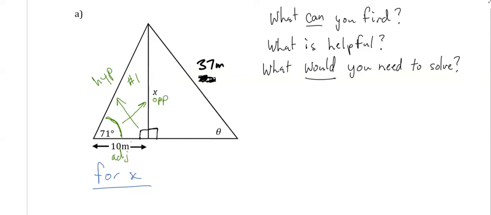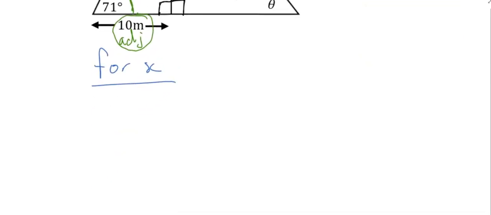Remember we did this trick yesterday where you can circle and circle. I'm looking for x and I know adjacent. I'm looking for opposite. So that is which of the three ratios? Which one's opposite and adjacent? Alexis, you know? Tan, thank you.